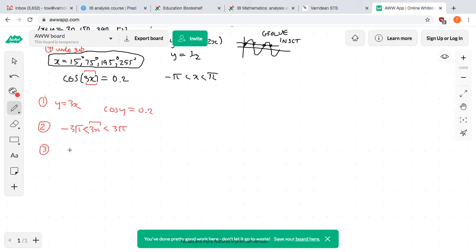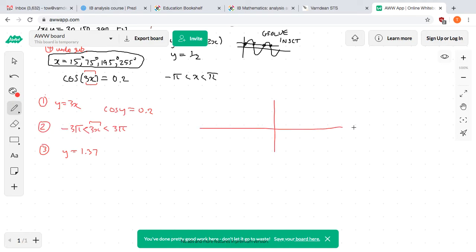We're solving cos y is 0.2. Grab the calculator, put it into radians mode. Inverse cos 0.2 is 1.37. So y equals 1.37. Quick sketch of the cos graph.